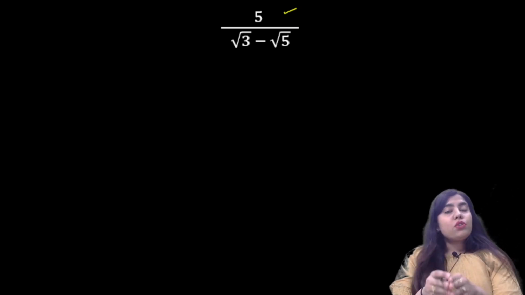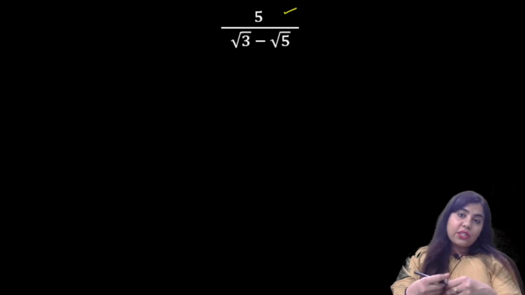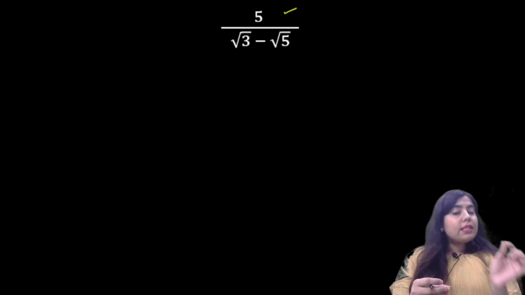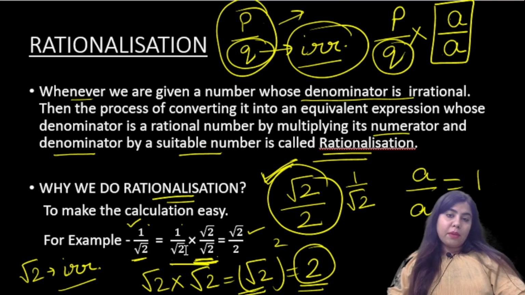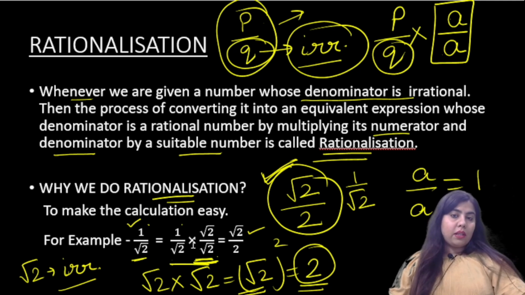Now see, whenever you are given any number and you have to do the rationalization, if a single irrational number is given to you, then you just have to multiply the numerator and denominator by that same number, like we did in this example, right?